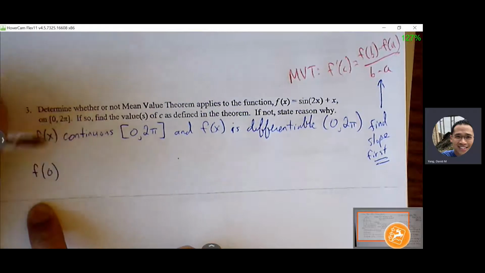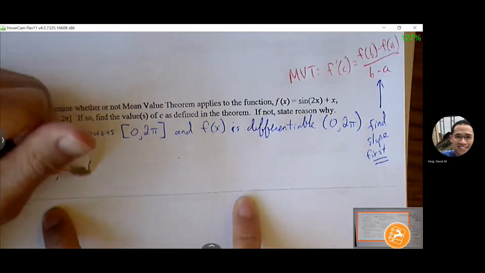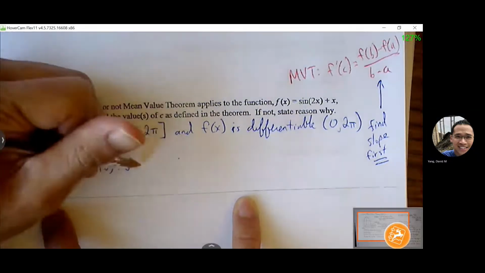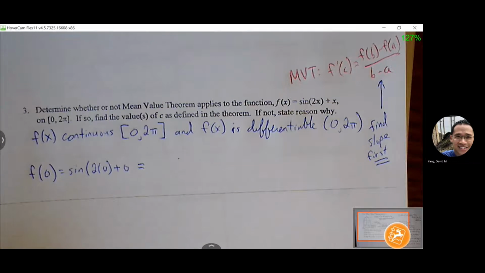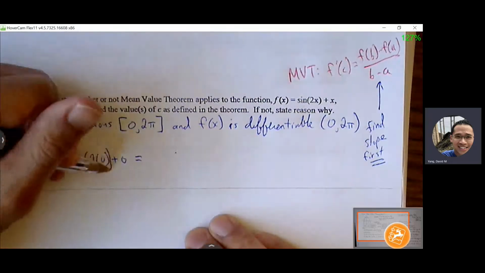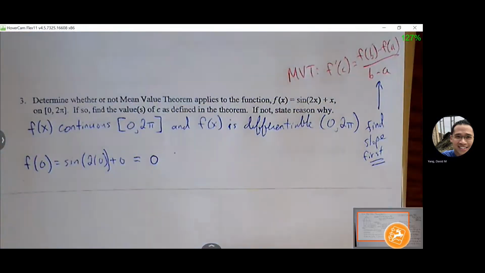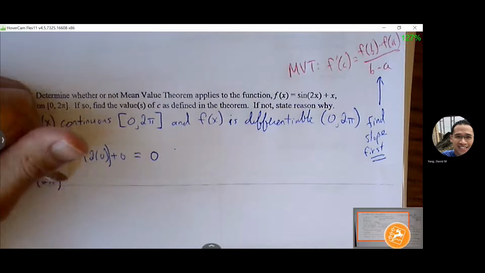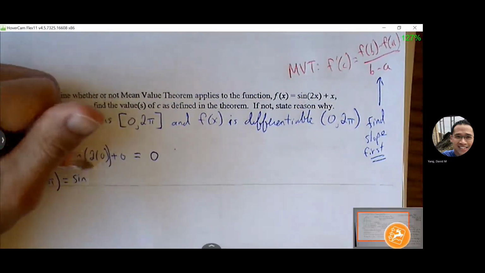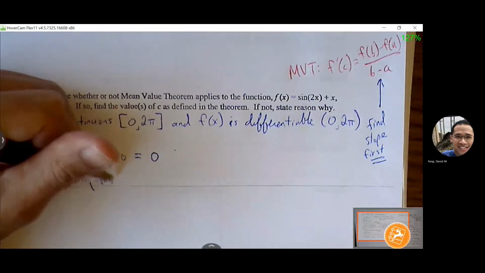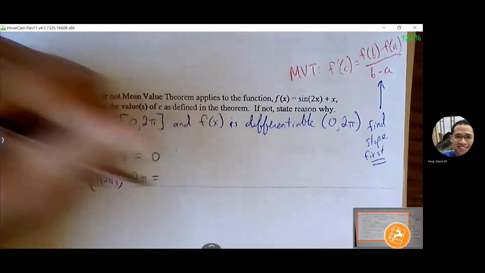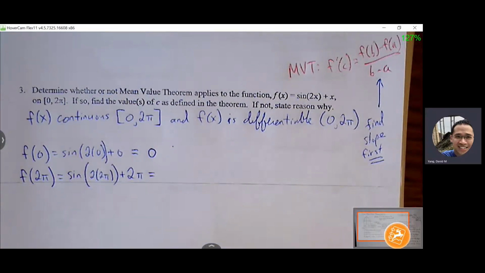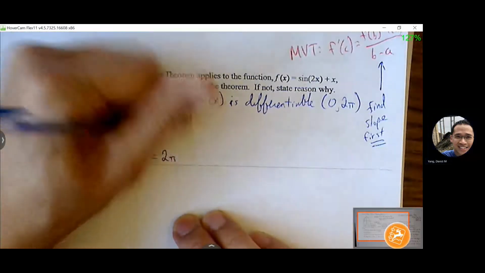So let's find our 2 endpoints, f of 0. Sine of 0 is 0. 0 plus 0 is 0. And now f of 2 pi. Sine of 4 pi is 0. 0 plus 2 pi is 2 pi. So there we have our ordered pairs.